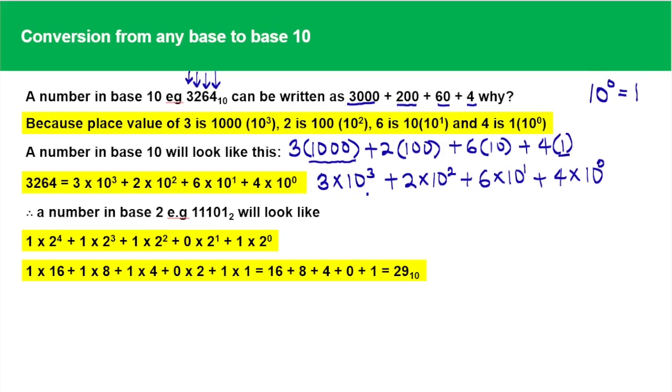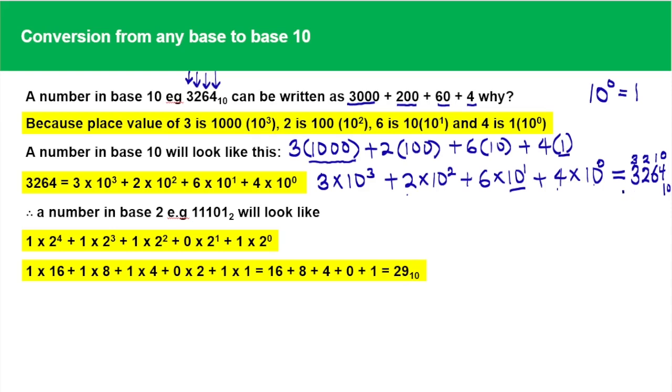Now, if we compare this long expression with the value 3264 base 10, we notice straight away that the 10 attached to this 4 has a power of 0. That means there's a 0 on top of the 10. The 10 attached to this 6 has a power of 1. So we put 1 here. The 10 attached to this 2 has a power of 2. So we put 2 here. The 10 attached to this 3 has a power of 3. So we put 3 here.